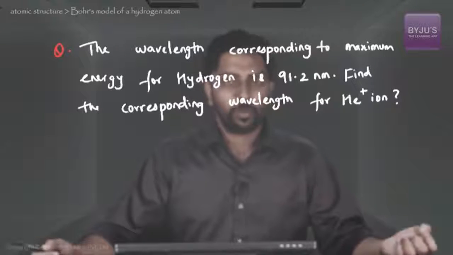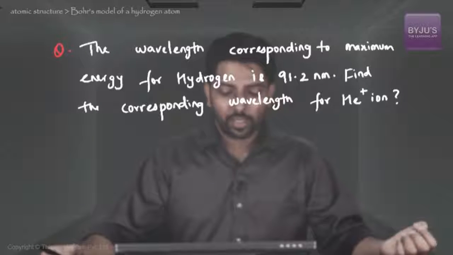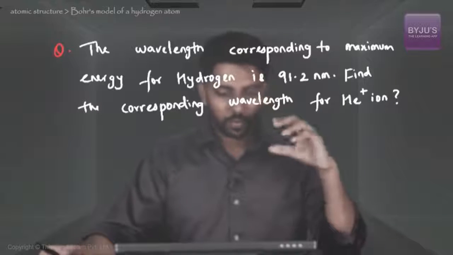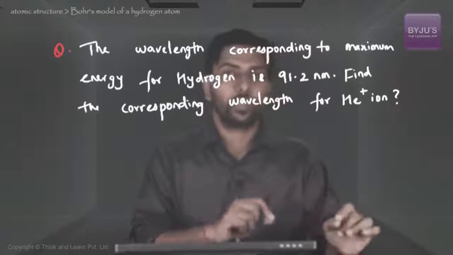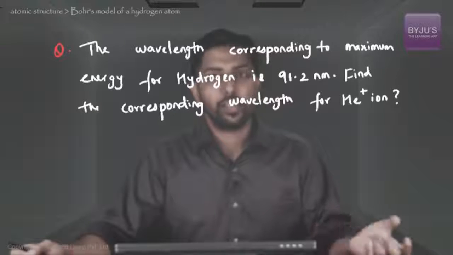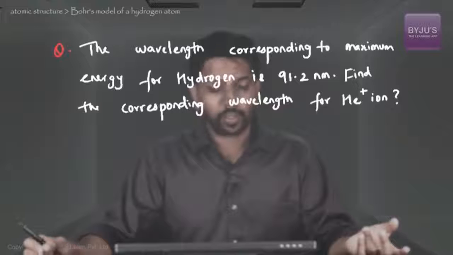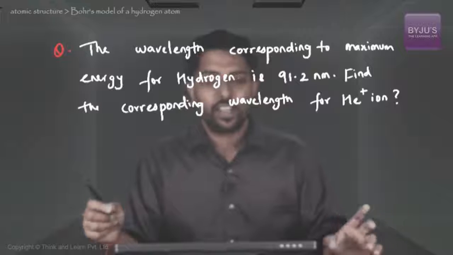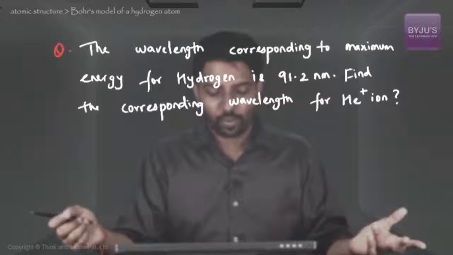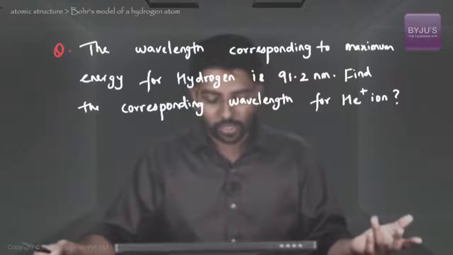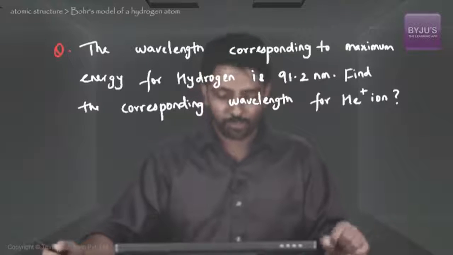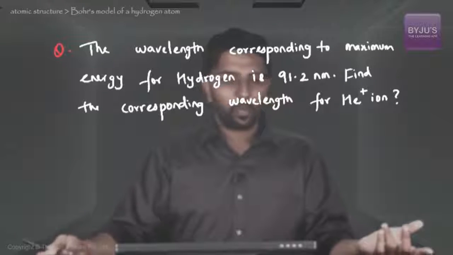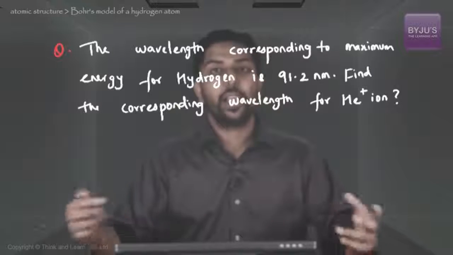So how do we approach this problem? They have given that del E is maximum or lambda is the least possible. They are asking us to compare. They have given that the wavelength corresponding to the highest del E, the change in energy, is 91.2 nanometers. Now we want to find the corresponding wavelength for a helium ion.